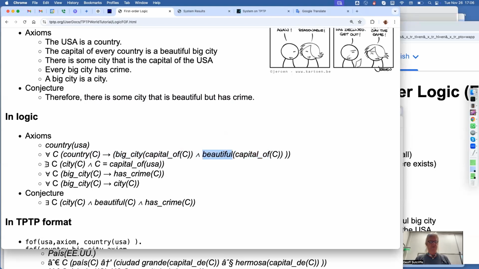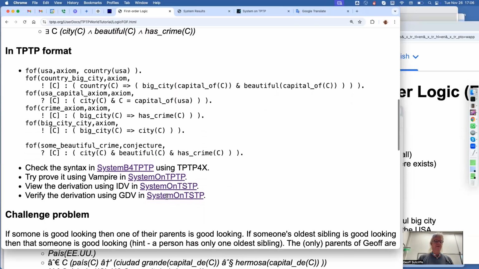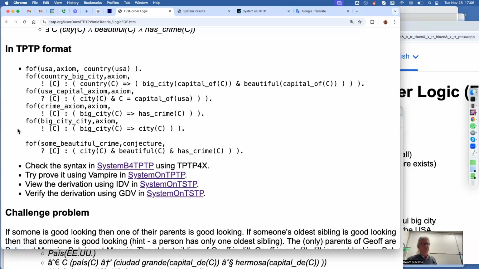I just want you to see, because you might be familiar, there exists some C such that C is a city and C is equal to the capital of USA. USA has a capital. So let's now skip on and see how we write that in TPTP format. Again, we're using the FOF, first order logic, but now we have all of first order logic. The name, USA, the axiom, USA is a country. All right, so that's normal, but a little more than Boolean algebra. The name, country, big city is an axiom.